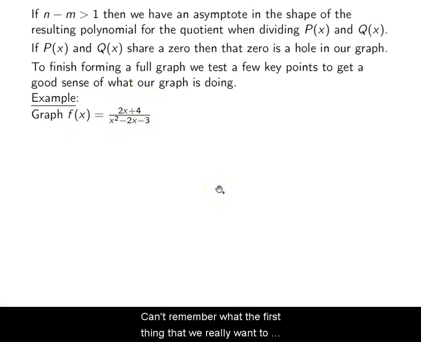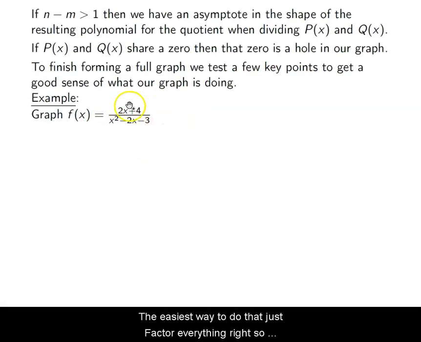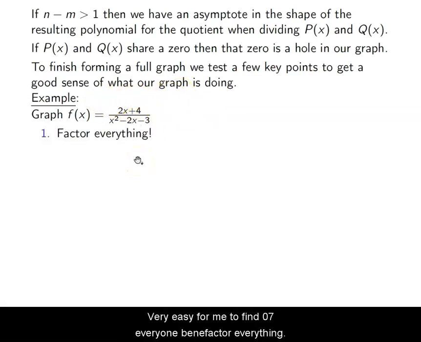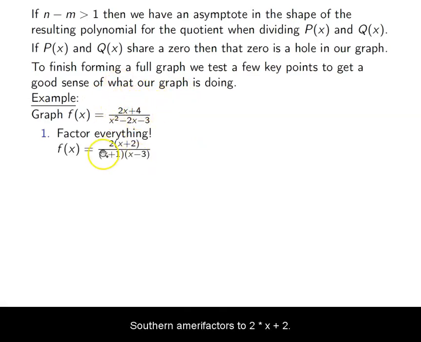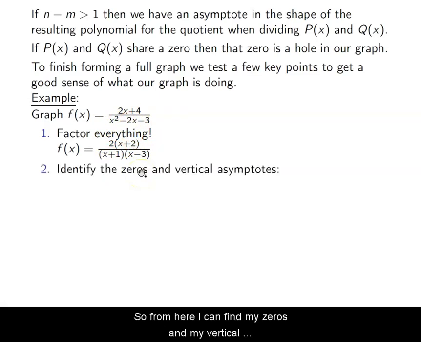Remember that the first thing we really want to do is find the zeros of the numerator and the zeros of the denominator. The easiest way to do that is to factor everything. If I factor everything, it's very easy for me to find the zeros. So number 1, I'm going to factor everything. The numerator factors as 2 times x plus 2. The denominator factors as 2x plus 1 times x minus 3. So from here, I can find my zeros and my vertical asymptotes.